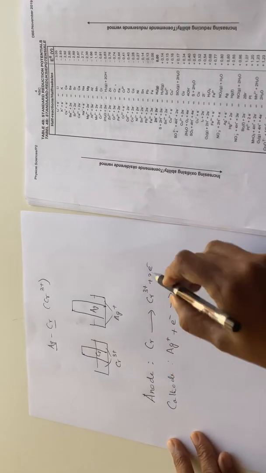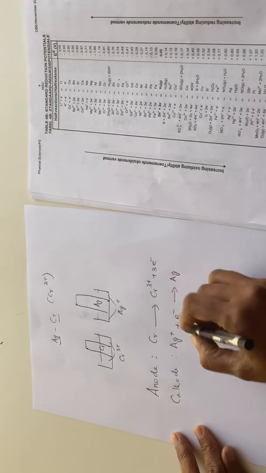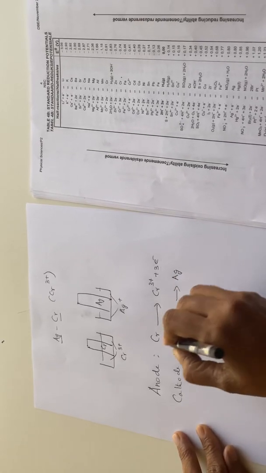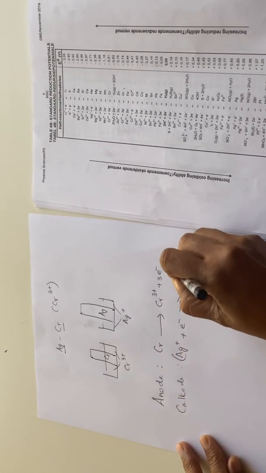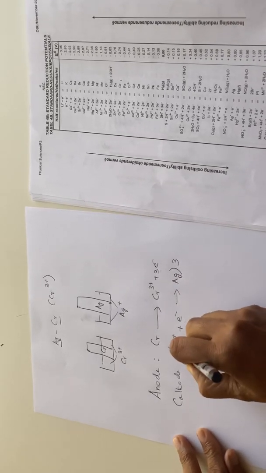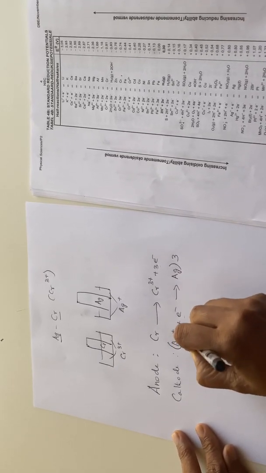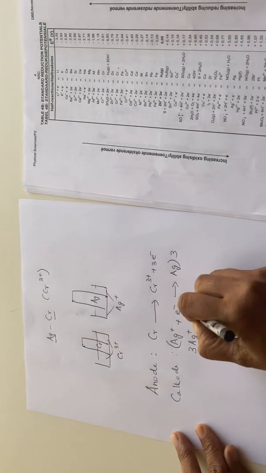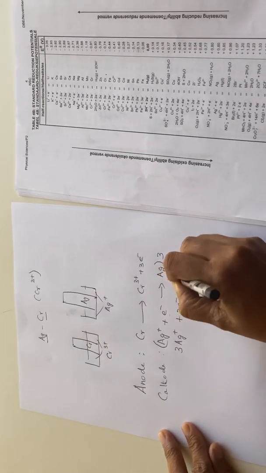Now we have got these two. How many electrons are here? 3. How many electrons are here? 1. So we have to multiply this equation by 3. So what do you get? 3 Ag+ plus 3 electrons gives you 3 Ag.